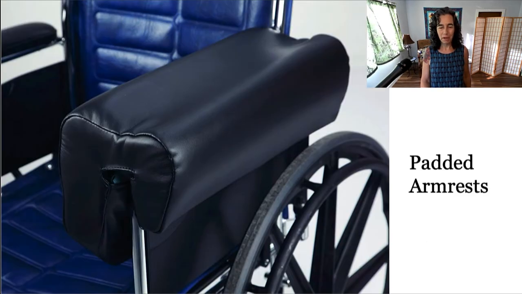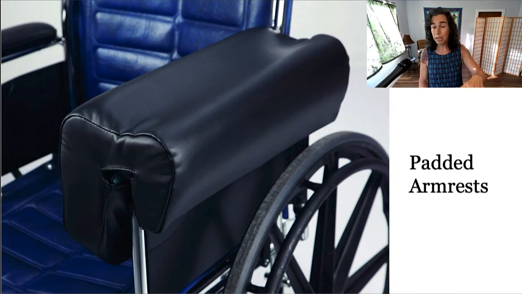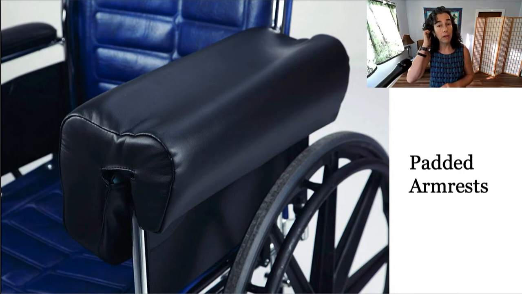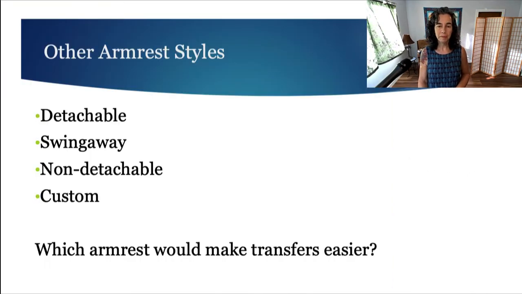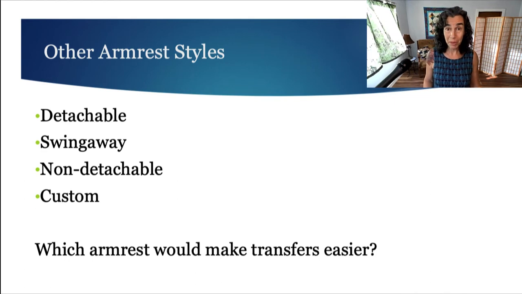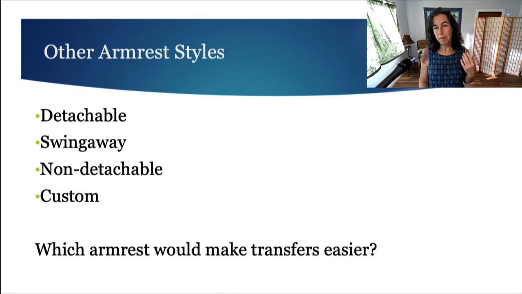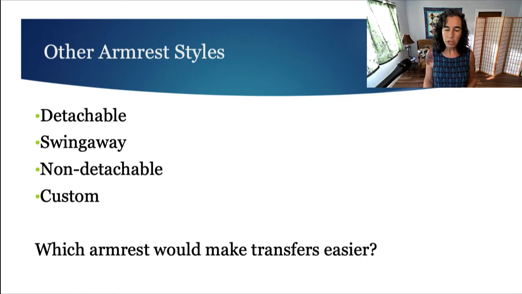Here's an example of a padded armrest. Really padded, right? So this may be for someone that has had a CVA and has a left-sided impairment, right? It's a nice, big, cushy, supportive area for that affected upper extremity to rest. All right, other options with armrests. Detachable, so pull it off, swing it away. Don't pull it off, it just is there, or a custom. So which armrest would make transfers easier?